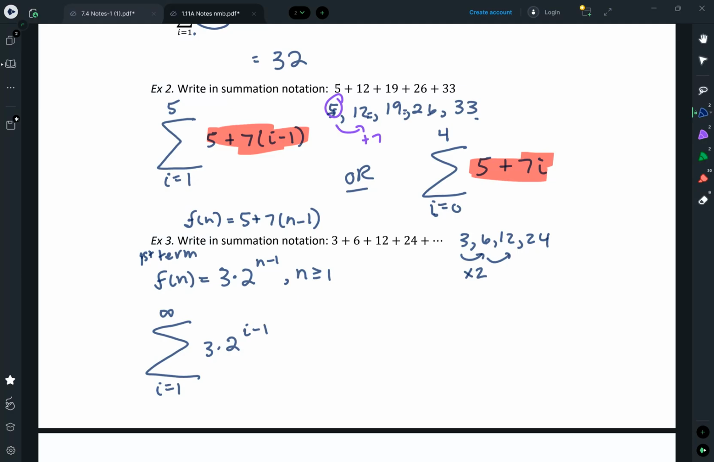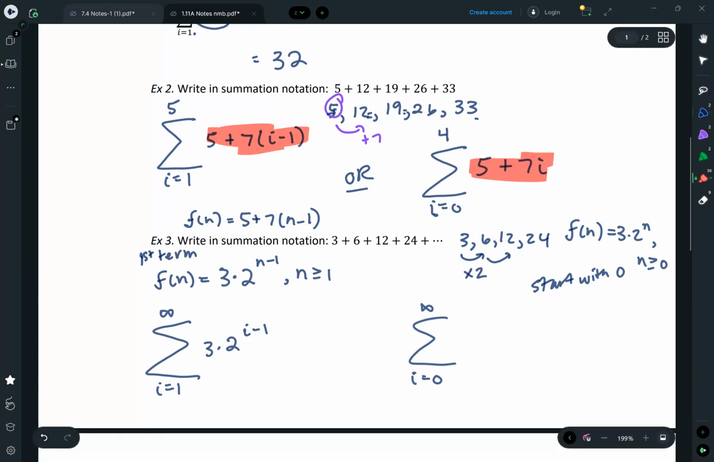So if I was going to write this with the 0th term instead, maybe starting with 0 would be a better way to word that. So if we start with 0 instead, how would we do this? So let's write start with 0. If I start with 0, then I would have i equals 0 at the bottom. This would still be going to infinity, but let's think about our nth term rule for this. Our nth term rule would be 3 times 2 to the n power for n greater than or equal to 0.